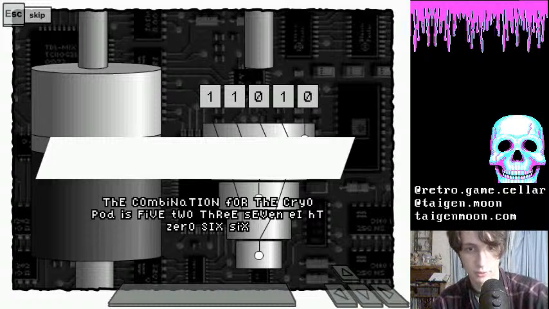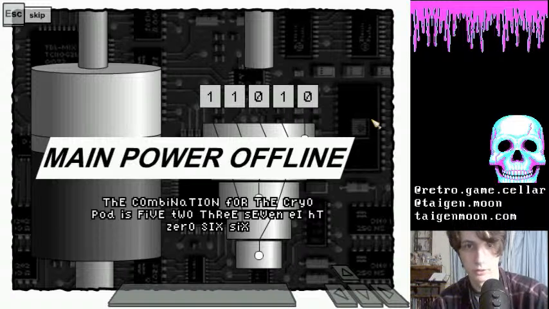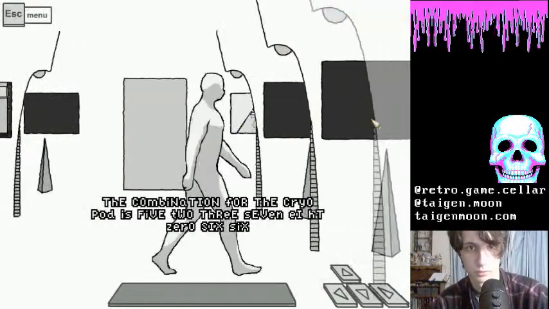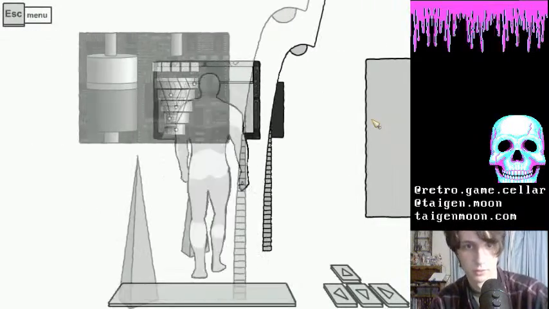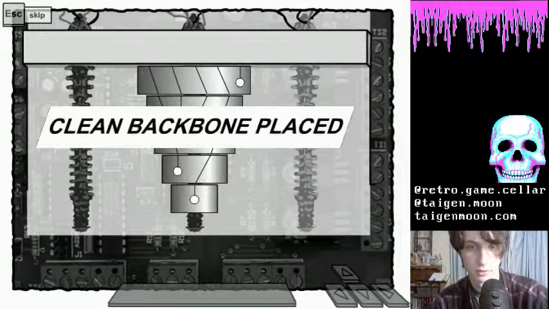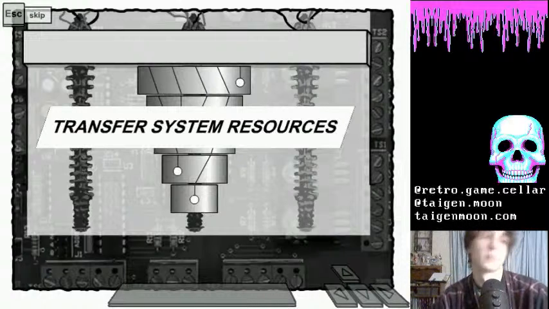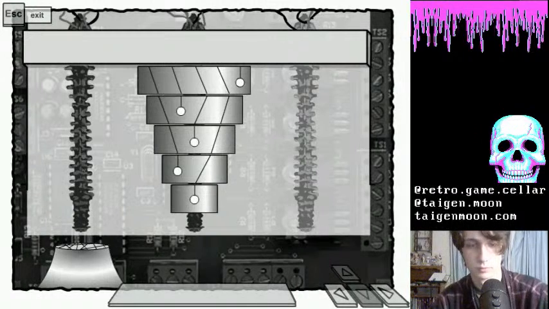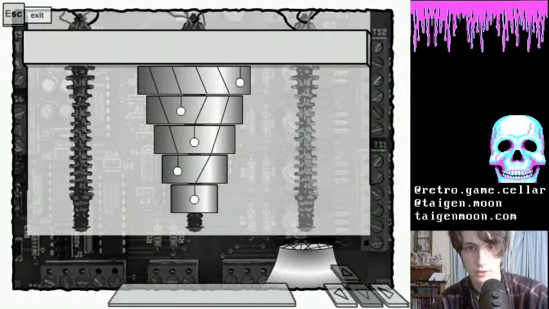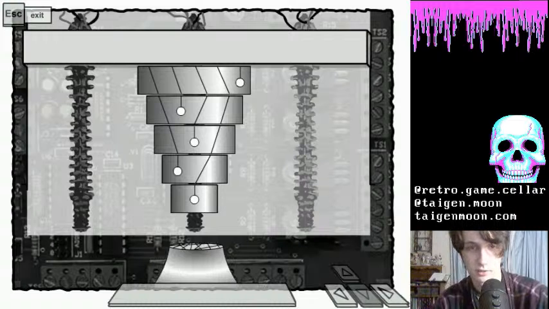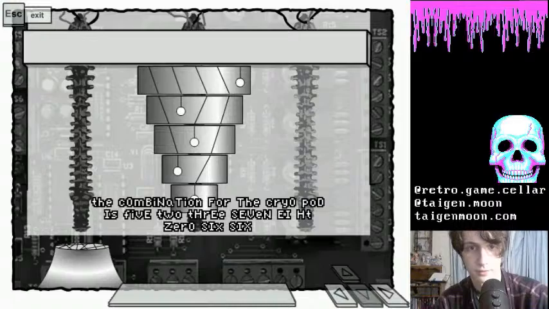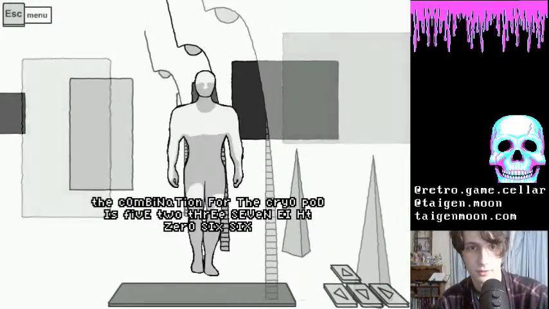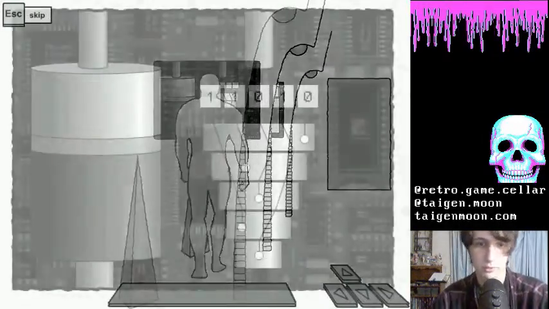Now that the power is back up again, we need to restore communications. Go to the right middle panel. Okay. Wait, but it's not back up again. Wait. That's the clean backbone, right? That's the clean backbone, isn't it? It's not this one, is it? No, that's like an empty place. Right? This still says power offline.